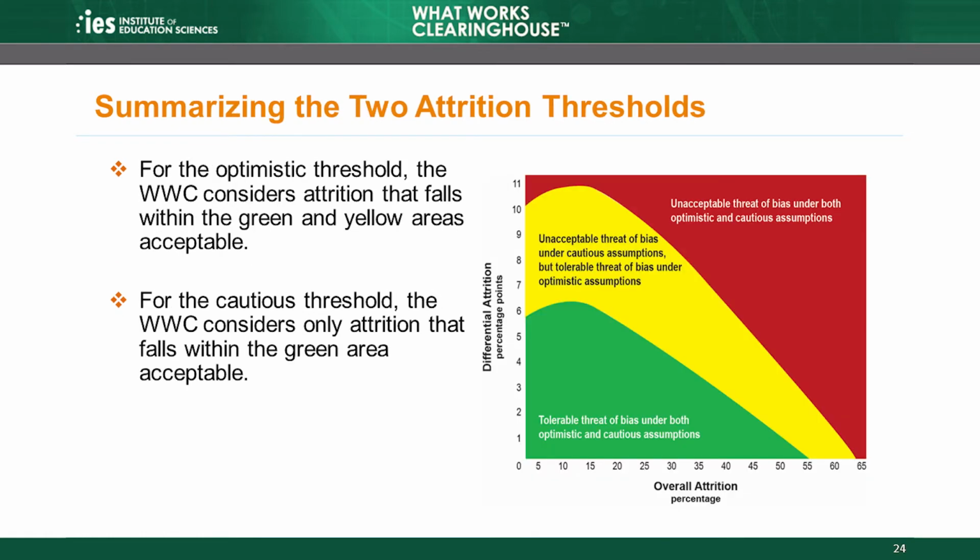The graph on this slide illustrates the two attrition thresholds simultaneously, and is the figure that appears in the WWC Standards Handbook. For the optimistic threshold, according to the WWC, attrition that falls within the green and yellow areas is acceptable. For the cautious threshold, only attrition that falls within the green area is acceptable. Attrition that falls within the red area is not acceptable under either scenario.